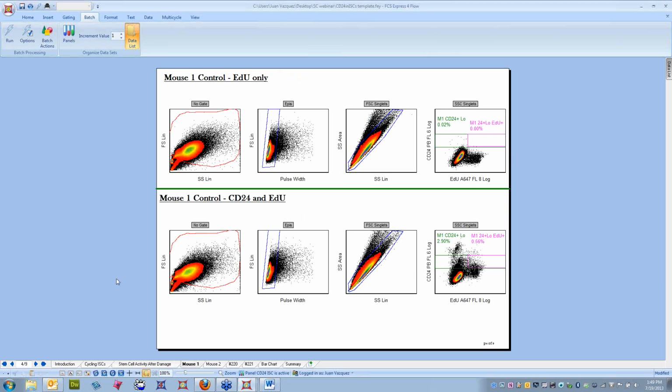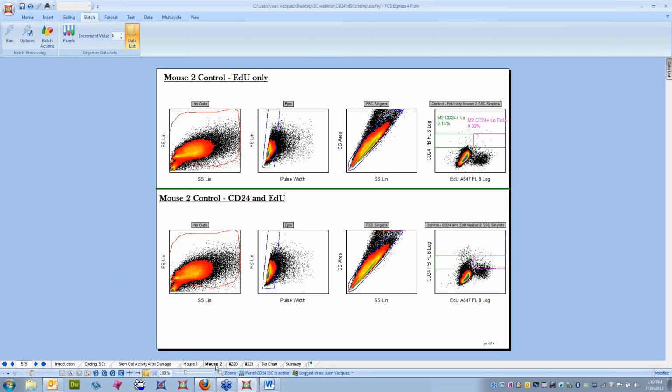So here, these are cell preparations from a control mouse. The first plot we're looking at, or the top panel rather, is EDU only. This is a fluorescence-minus-one control that we run. It's the same cell prep as in the very first panel that you would see in the side population. It's just a heterogeneous mix of intestinal epithelium.